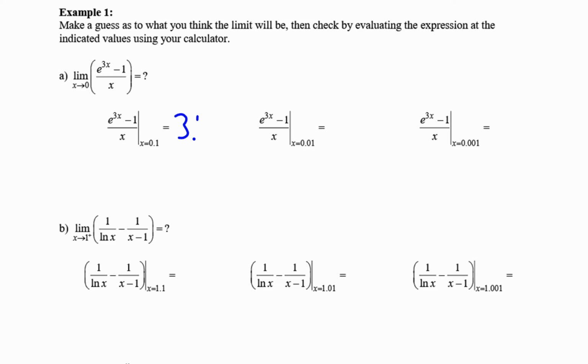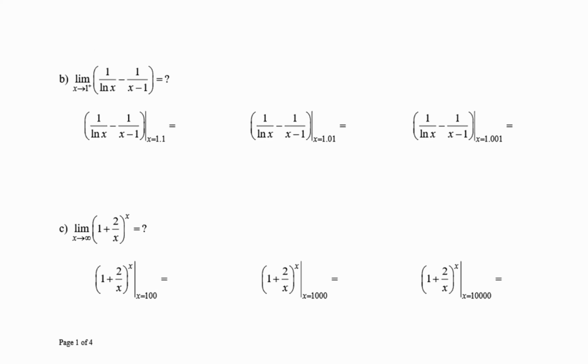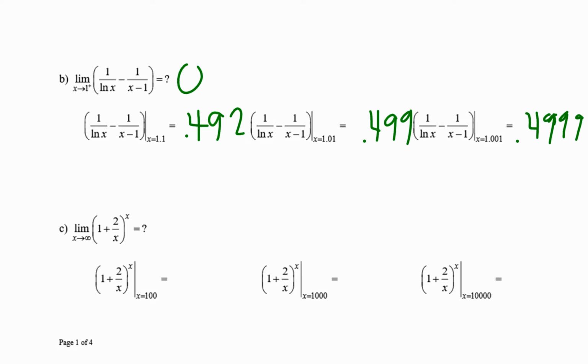So you should get 3.498, 3.045, and 3.004. What does it look like it's getting close to? To me, it looks like 3. The next one, we're going the limit as x approaches 1 from the right. So this ends up being 0.492, 0.499, and then this one's 0.4999, which basically is 1/2.